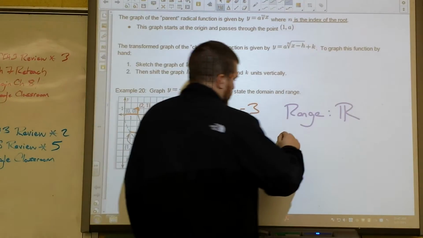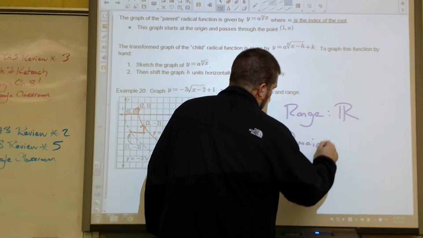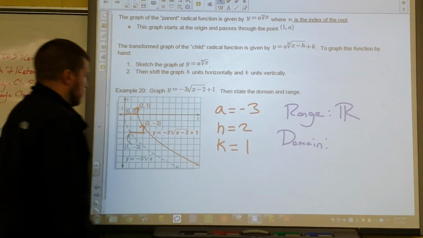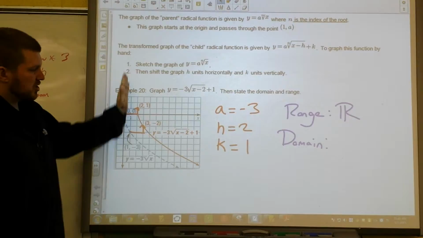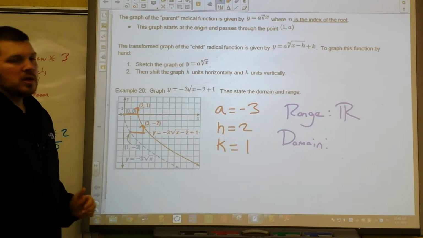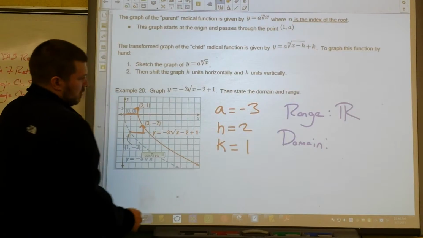The domain is a little bit trickier because it looks like there might be a restriction on our domain. It looks like we're just going to hit positive 2 and just kind of stop there, like there's an imaginary wall. So what I'm going to do is actually graph this function in my calculator, and I'm going to look at my x values.